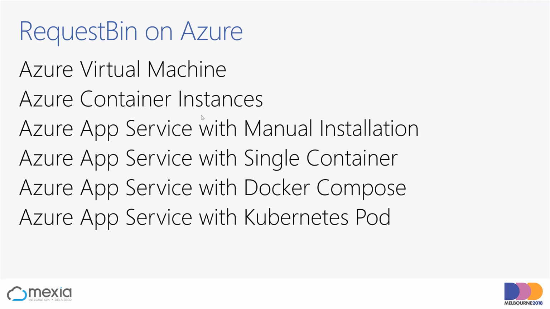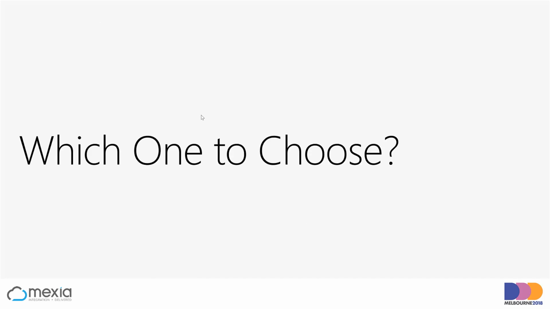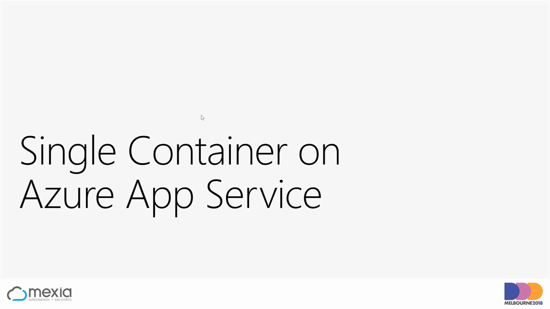So we have been seeing 6 different approaches tonight. The first one we used a virtual machine. The second one we used container instances, and the remaining 4 are using an App Service instance, but with different approaches: using manual installation, using single container, using Docker Compose, or using a Kubernetes pod. So if I am asked to choose which one will be the best, then I will definitely go for the single container approach using Azure App Service instance, because it is the simplest way of using it, right?